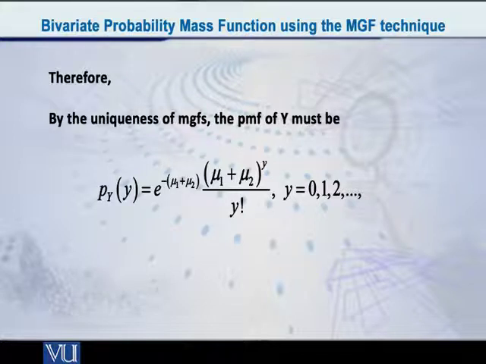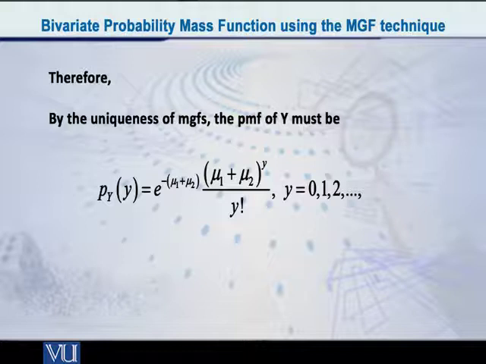0 plus 1 is 1. 1 plus 0 is also 1. And 0 plus 2 is 2. 1 plus 1 is 2. And 2 plus 0 is also 2. So you see, इसी तरह आप आगे चलते जाइए, and you will have no doubt that y also assumes the values 0, 1, 2 and so on.